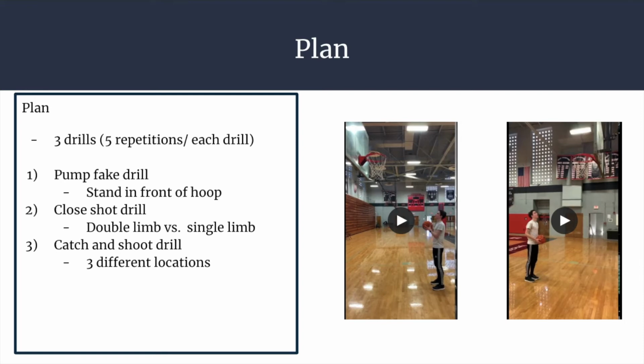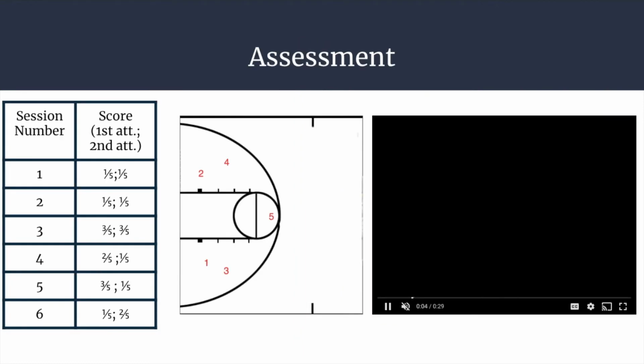The third drill was a catch and shoot drill. With this, we chose 3 different locations that varied in the angle and distance from the basket. I would pass him the ball and he would shoot and then move to the next location.